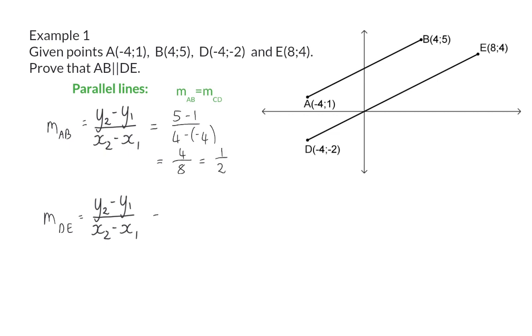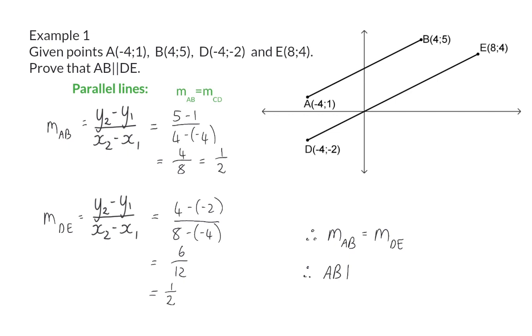For line DE, we have the coordinates 4 and minus 2 with 8 and minus 4. This gives us 6 over 12, which can also be simplified to a half. And now we can make the conclusion that the gradient of line AB is equal to the gradient of line DE, and therefore we can say that AB is parallel to DE.